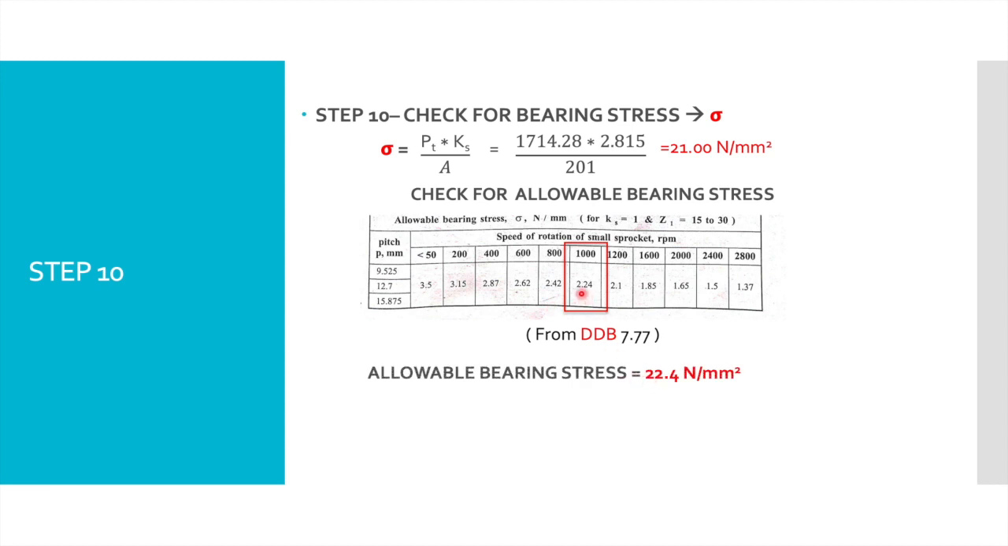Why is it 22.4 here? This value is calculated when people use kg and pound, but since we use Newton, it's multiplied by 10. So since my bearing stress value is less than the allowable, our system is safe.